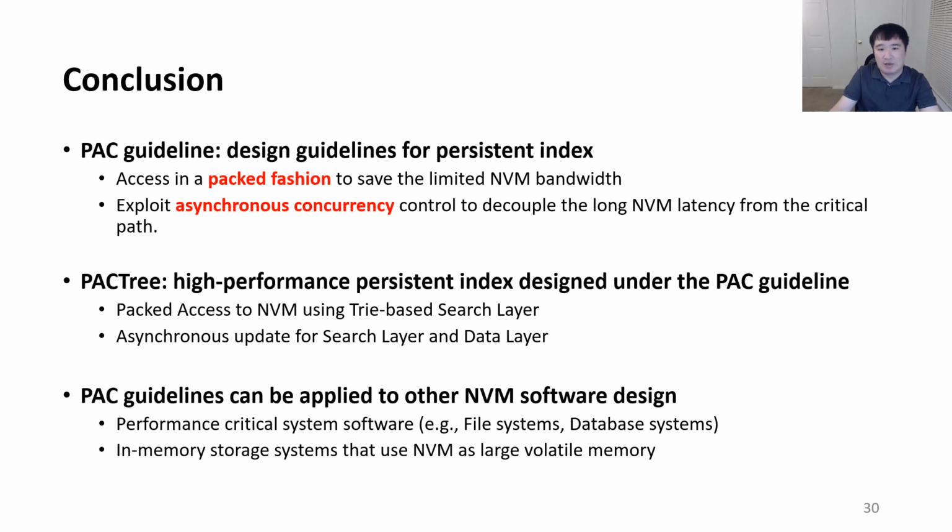PAC guidelines can be applied to other NVM software design beyond persistent indexes. For example, PAC guidelines can be applied to performance-critical system software such as file systems and database systems. Also, PAC guidelines, except for the guidelines on persistence overhead, can be used for in-memory storage systems that use NVM as large volatile memory.